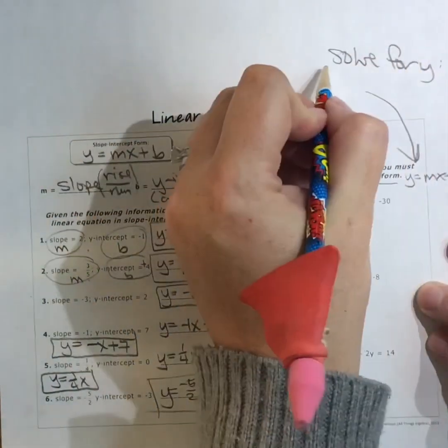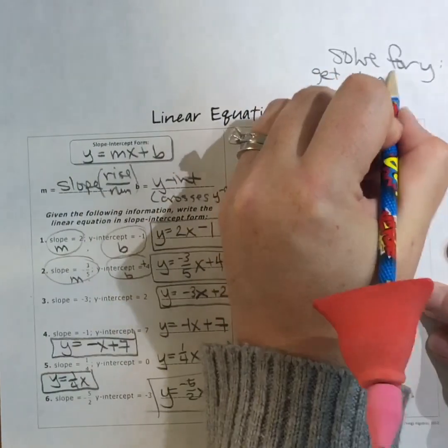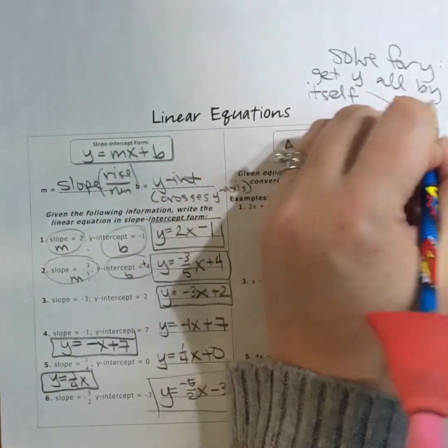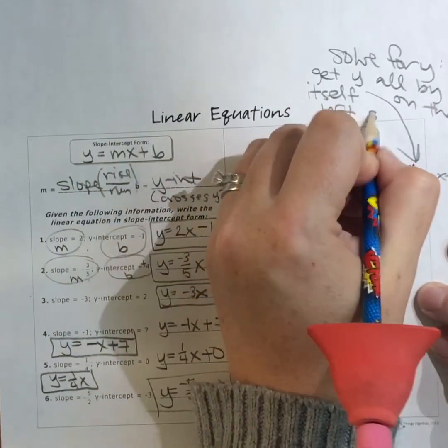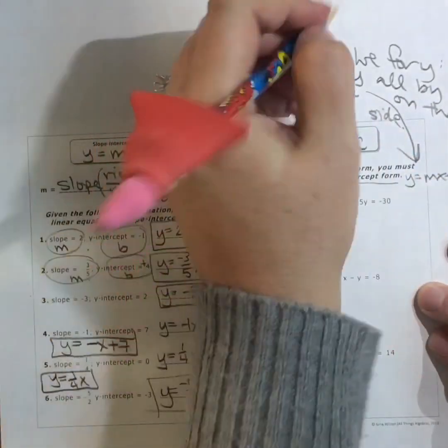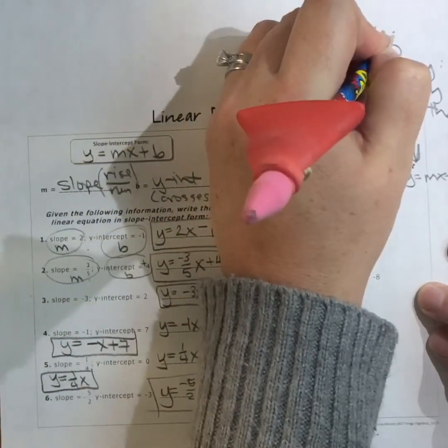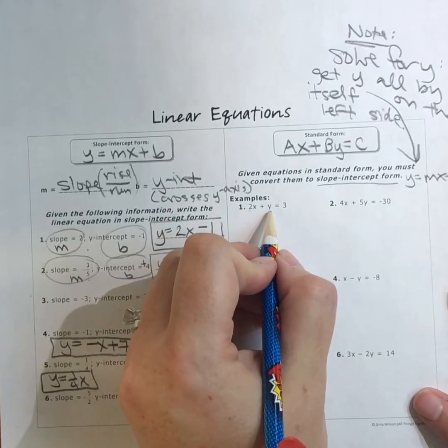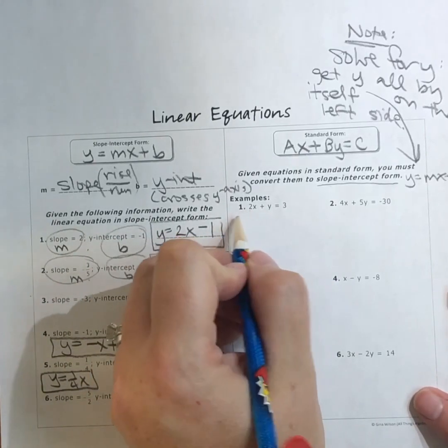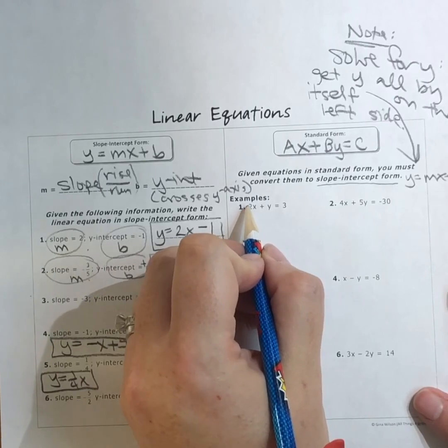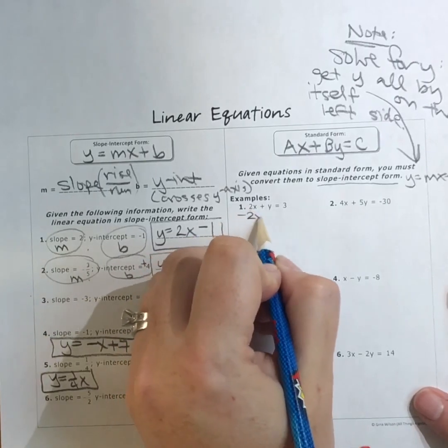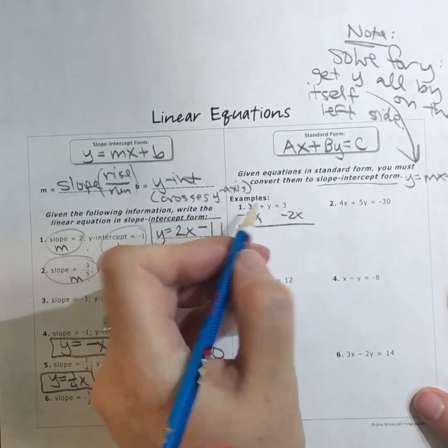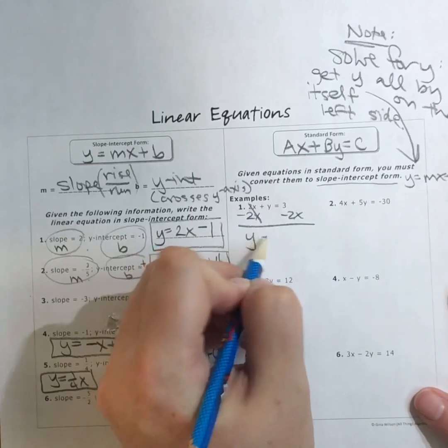In other words, get y all by itself on the left side. Okay. Maybe I'll just make this a note. Okay. Well, to get y all by itself, we need to get rid of the x term. So first thing we always do is eliminate the x term, which usually is subtracting the x term unless the x is negative. So I'm going to subtract 2x on both sides. So that gives me the y all by itself on the left side.